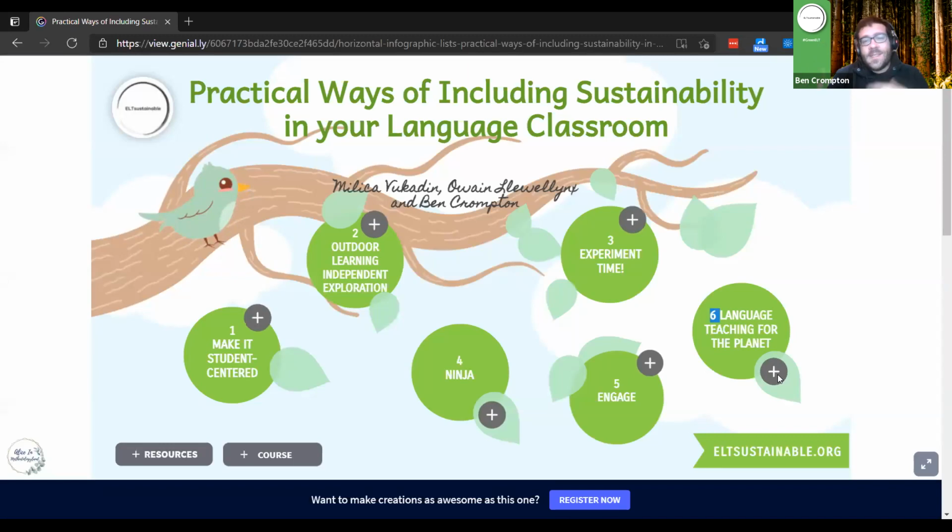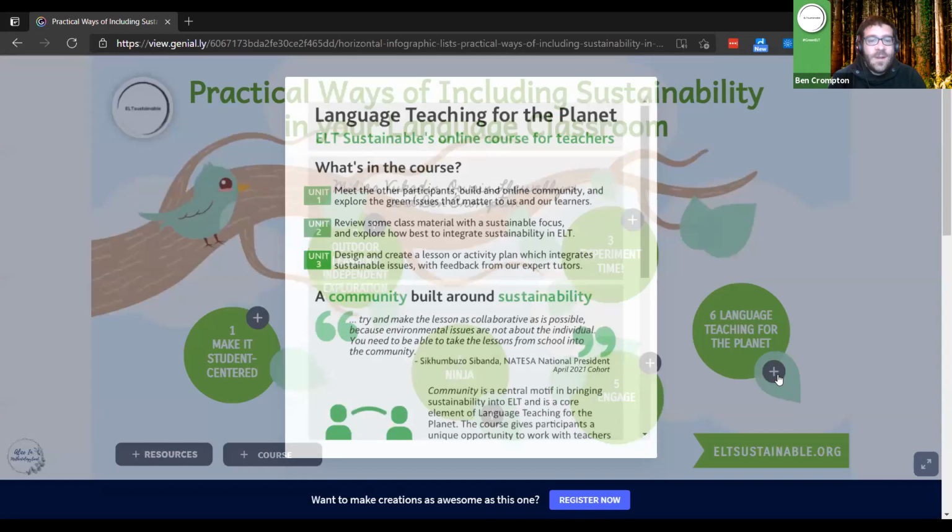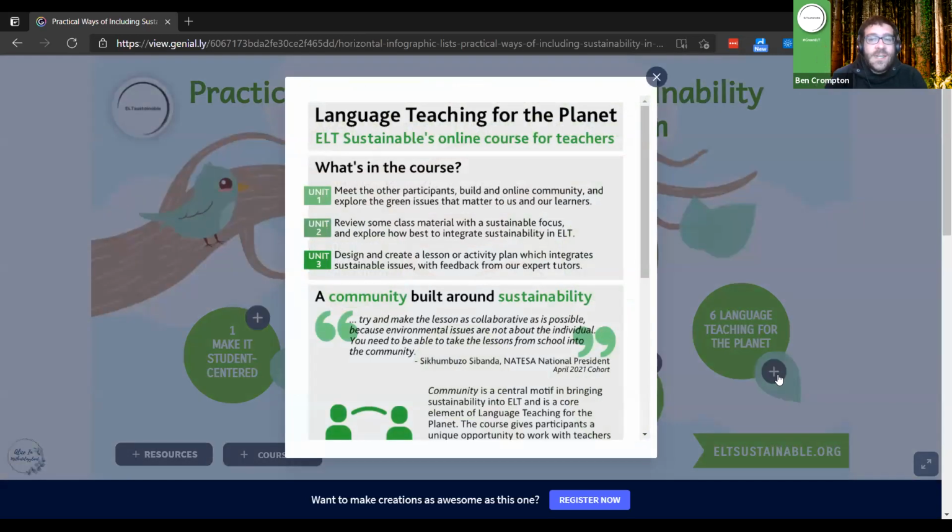And then in the second module, we start to explore materials that have a sustainable twist. So you'll review some existing materials which integrate sustainability, and then you'll begin to explore the ways you can do this yourself effectively, in a way that's engaging and motivating for your students. And then the final module puts what you've learned into practice as you design some teaching material with a green focus, and that comes with feedback and collaboration from everyone involved on the course.